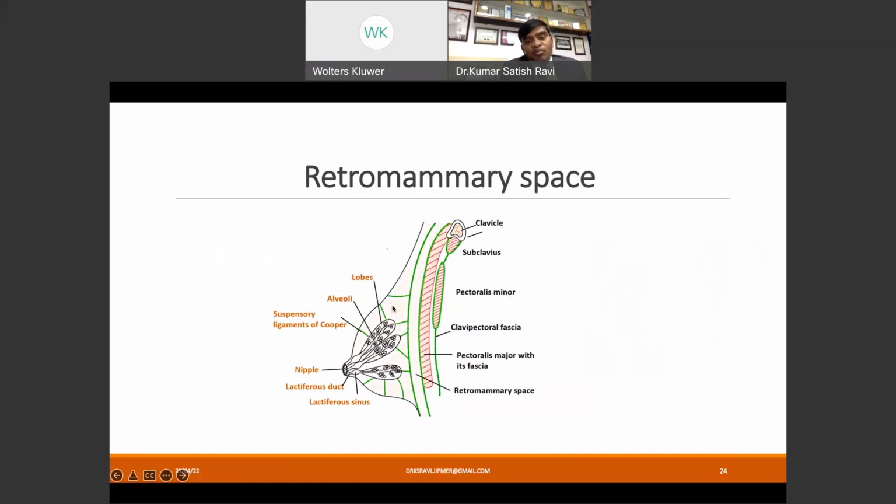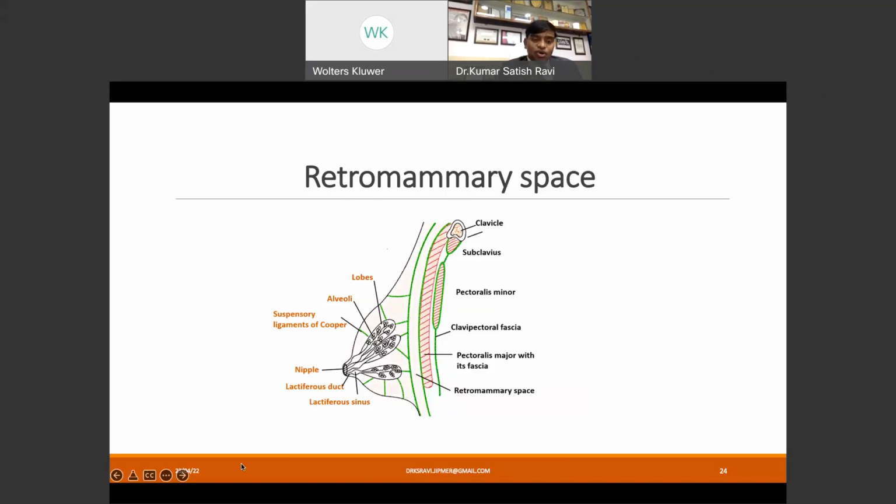Now, just posterior to this breast, we call this the retromammary space. This retromammary space is filled with connective tissue and fat. Because connective tissue is there in the retromammary space, the tissue deep to the breast is freely movable. So just because of this retromammary space, which is filled with connective tissue, we say this breast is freely movable.